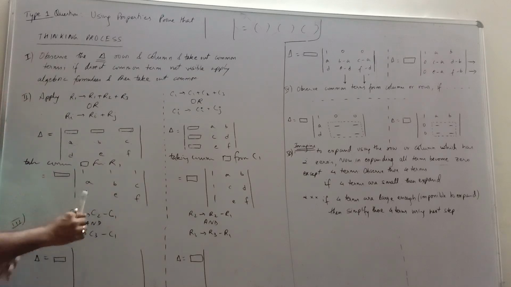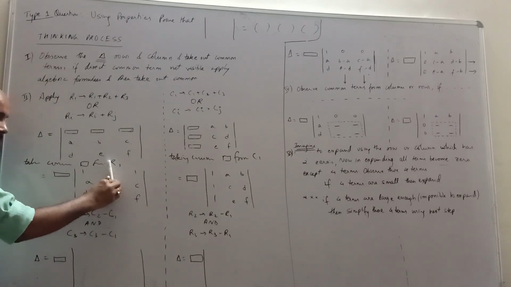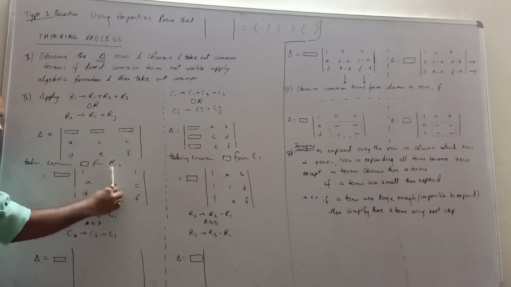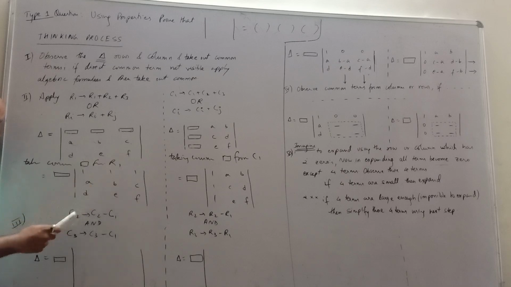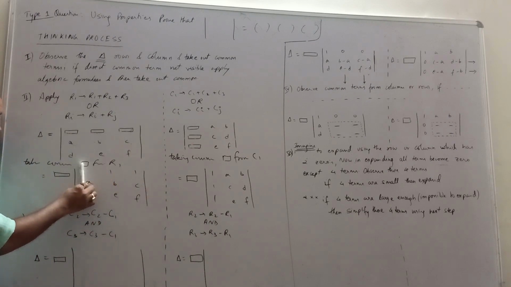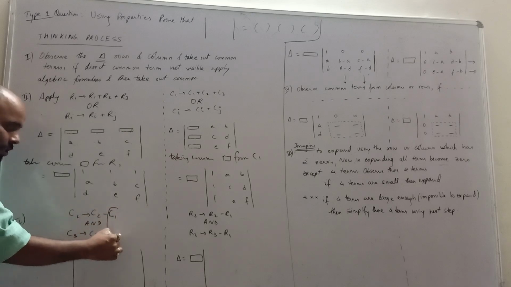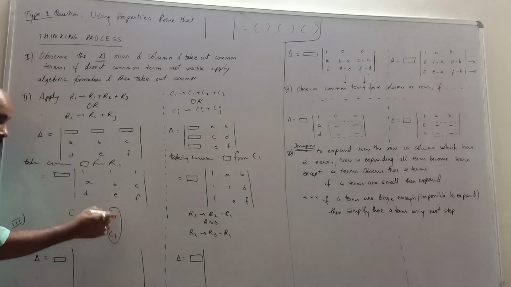So now see what I am doing. I am subtracting this minus this. What are these? Vertical lines. Vertical lines are columns. So I am subtracting C2 minus C1. So C2 changes to C2 minus C1, and C3 changes to C3 minus C1. You have to apply it in such a way that this should be the same.